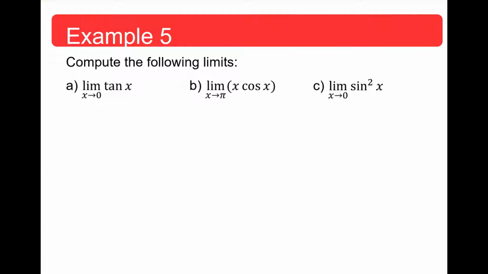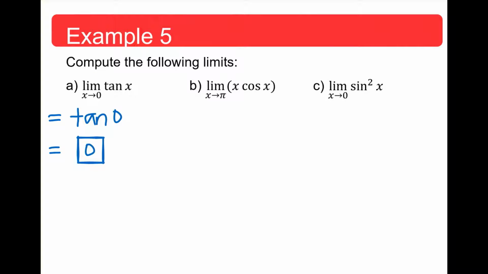Compute the following limits. Part A, the limit as x approaches 0 of tangent of x. 0 is in the domain of tangent of x. So by property 3 in theorem 1.6, we can just use direct substitution to find this limit. So this is tangent of 0, which is 0. So the limit as x approaches 0 of tangent of x is 0.